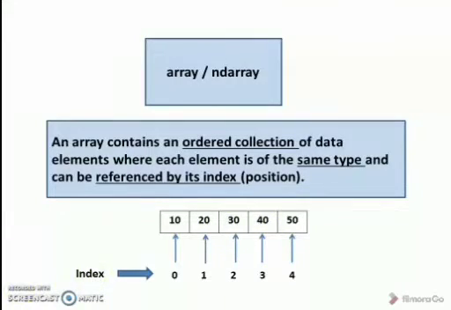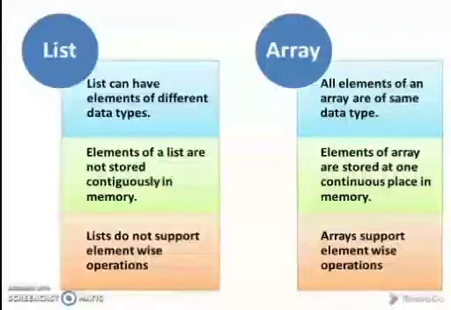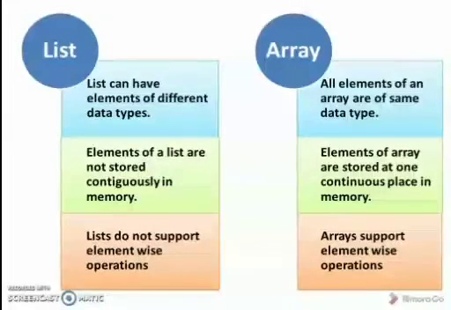NumPy array looks similar to list data type of Python, but there are some differences between them. When we talk about array, all elements of an array are of the same data type, as I told you. But in case of list, we can have elements of different data types. List data type we have already discussed in one of the videos. You can refer to the link given in the description box.